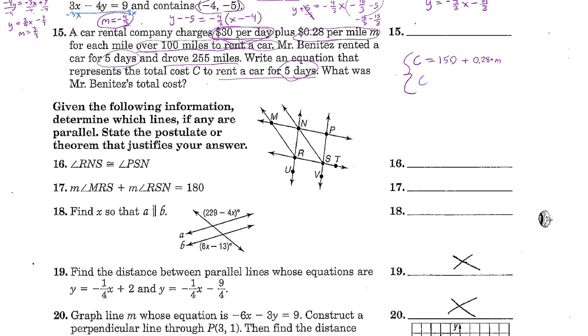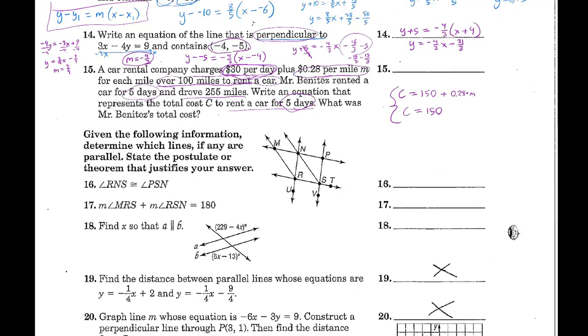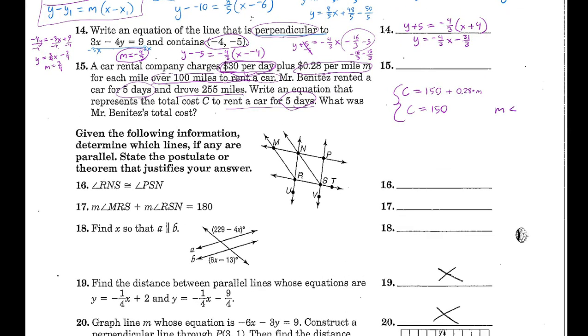Really the charge is just $150 if m is less than or equal to 100, right? So this is called a piecewise function. So actually, that's the charge if you drive under 100 miles, right? But if you drive over 100 miles, then you're charged 28 cents for everything over 100.